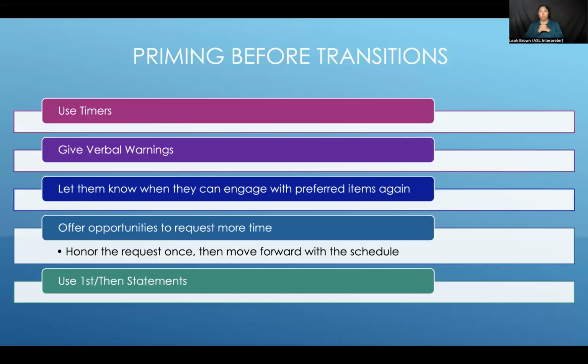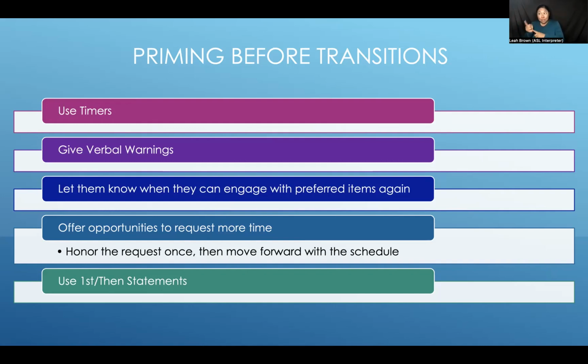Priming before transitions. These are some ways you can prime when you are transitioning at home. I'm using a timer. You can use a timer on your phone. My family likes to use Alexa. You can even set your smartwatch to go off, and that can be, hey, in 15 minutes, we're going to get our outside clothes on and walk to the park. Or in 15 minutes, we're going to turn off the TV.